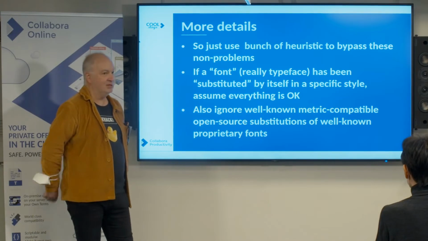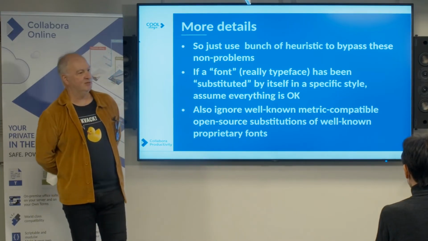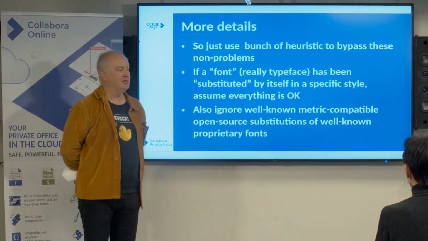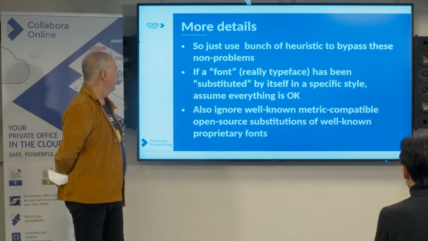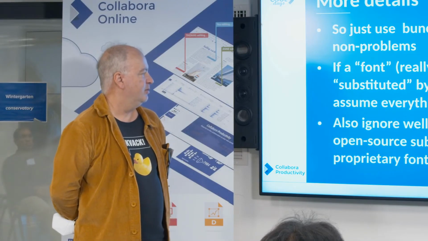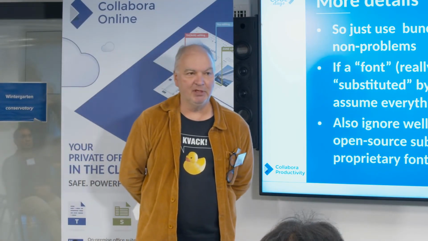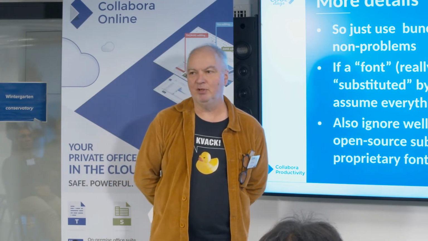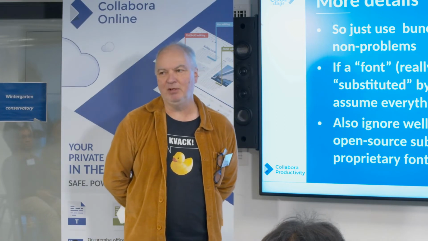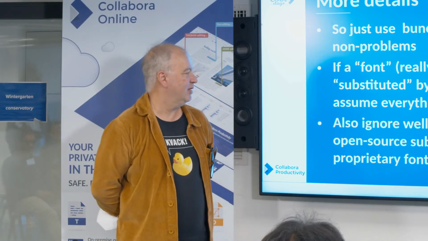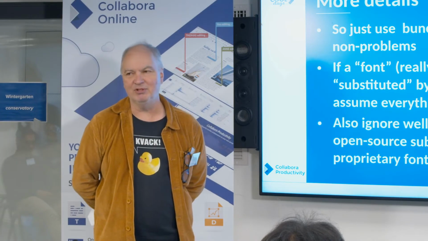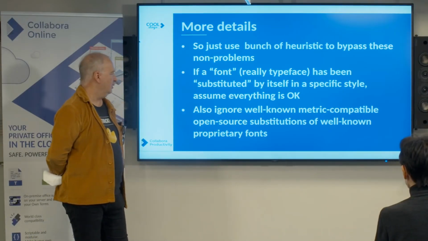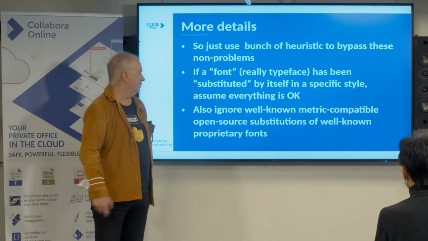So some heuristics are needed, and probably as this feature gets more used, more heuristics will be needed and added. And also, of course, LibreOffice and Collabora Office include a set of these well-known metric-compatible open source fonts that can be used instead of some proprietary Windows fonts. And those don't need to be reported either.